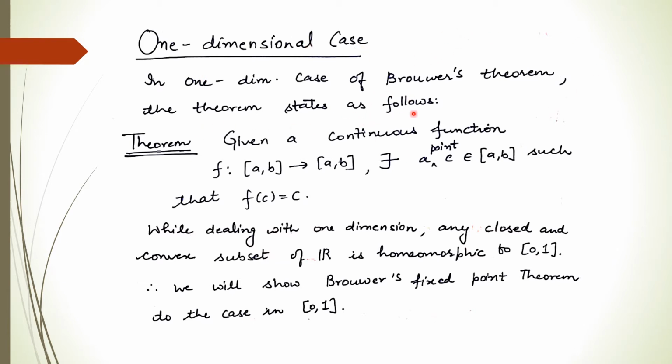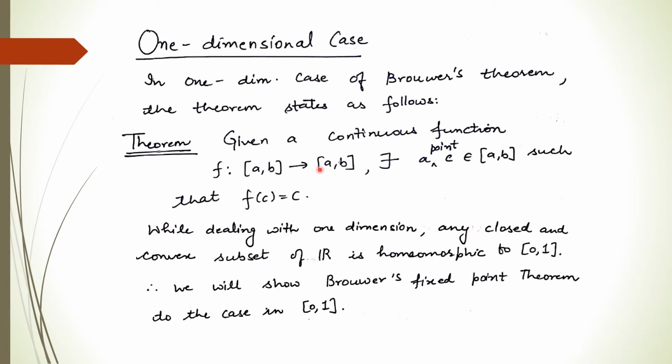This theorem says that given a continuous function going from a closed interval to a closed interval, there exists a point C in this closed interval such that the function has a fixed point in this closed interval AB. So here our function is continuous and the domain is bounded, closed and convex. So whenever a continuous function is defined on a compact convex set, there exists at least one fixed point, moreover a unique fixed point, right?